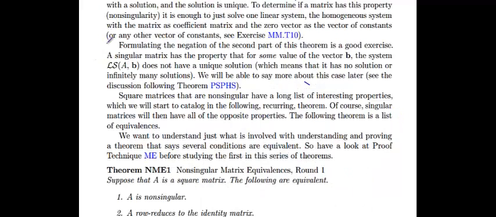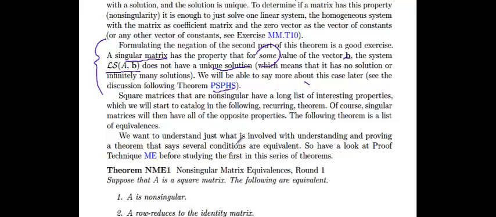Now, this theorem applies to non-singular matrices. It also has implications for singular matrices. Now, a singular matrix means that for at least one value of B, this system, AX equals B, does not have a unique solution. Now, there's more to be said about singular matrices, which will be proven in a later theorem.